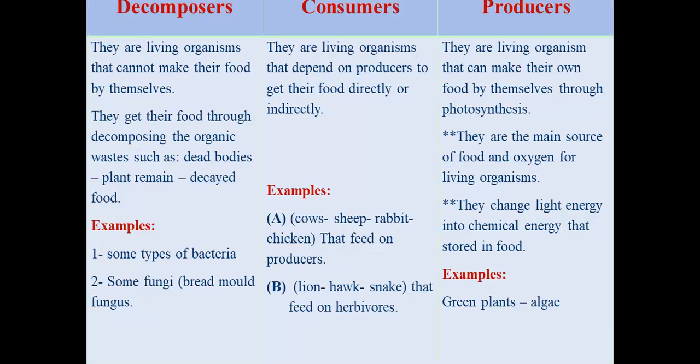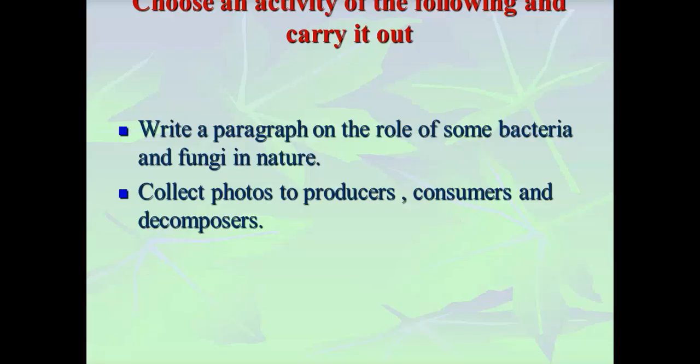Finally, we can make a comparison between the three types: decomposers, consumers, and producers. In this comparison, we can write the definition and examples for each one. We can choose from these two activities. The first activity, write a paragraph on the role of some bacteria and fungi in nature. Second activity, collect photos of producers, consumers, and decomposers. Thank you.